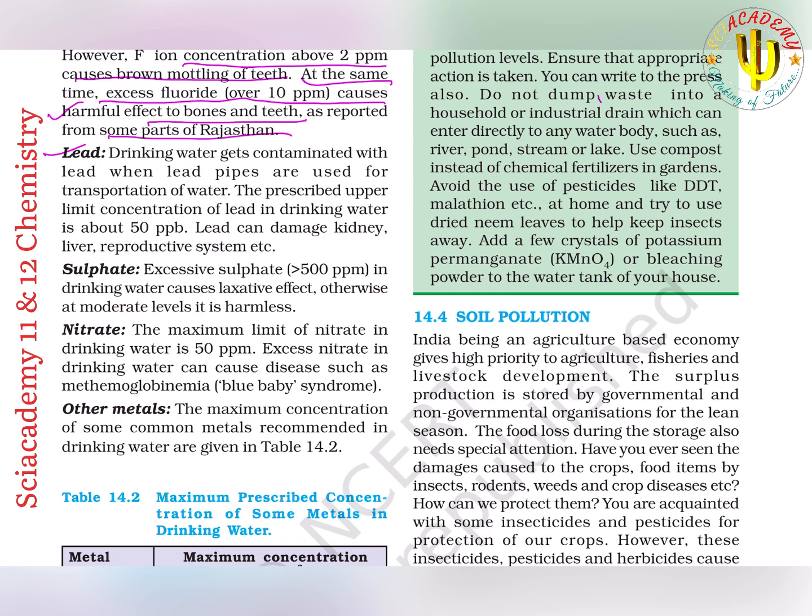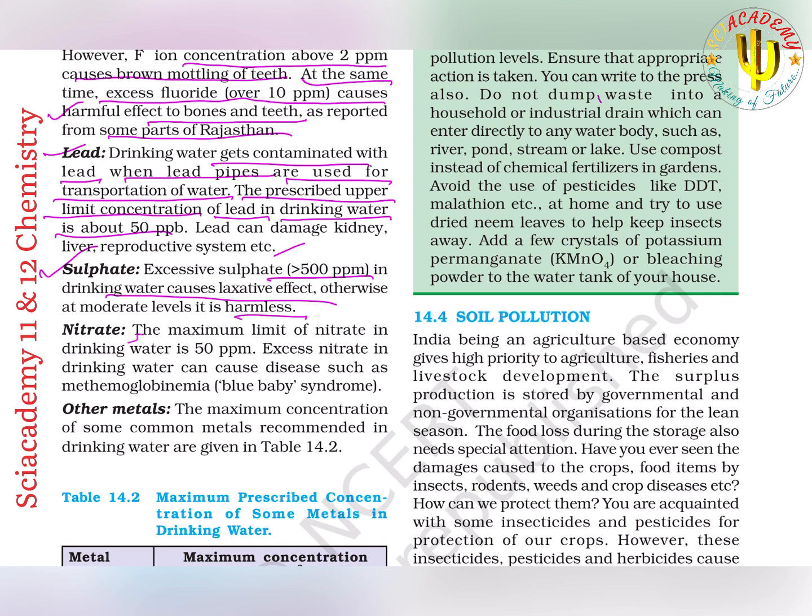Lead. Drinking water gets contaminated with lead when lead pipes are used for transportation of water. The prescribed upper limit concentration of lead in drinking water is about 50 ppb, parts per billion. Lead can damage kidney, liver, reproductive system, etc. Sulfate. Excess sulfate, more than 500 ppm in drinking water, causes a laxative effect. Otherwise, at moderate levels, it is harmless.